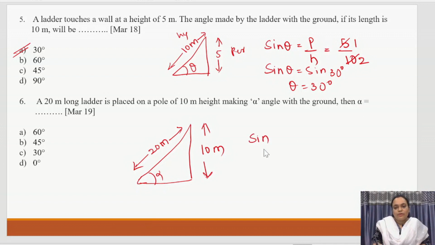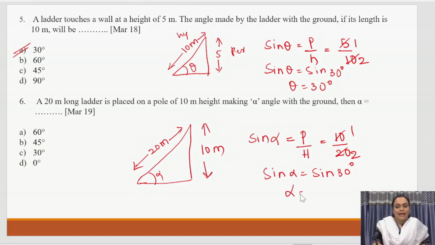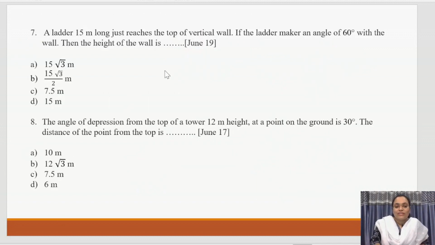Here also, same, you can apply sin alpha is equal to perpendicular by hypotenuse. We know 10 by 20, which is 1 by 2. So sin alpha is equal to, what is the value of 1 by 2 in terms of sine, which is sin 30 degrees. So you will get alpha is equal to 30 degrees. Alpha is 30. So, let us see the next one.